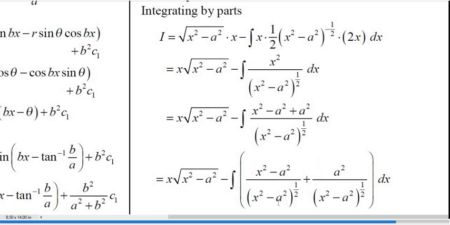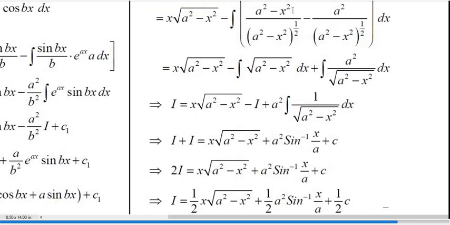This x square minus a square whole power 1 by 2 is cancelled out, and a square remains from the whole power of this function. We get the integration of square root of a square minus x square plus the integration of a square upon square root of a square minus x square. I is equal to x square root of a square minus x square minus, at the place of this function we put I. From equation number 1 we know that I is equal to the integration of square root of a square minus x square plus a square times the integration of 1 over square root of a square minus x square dx.